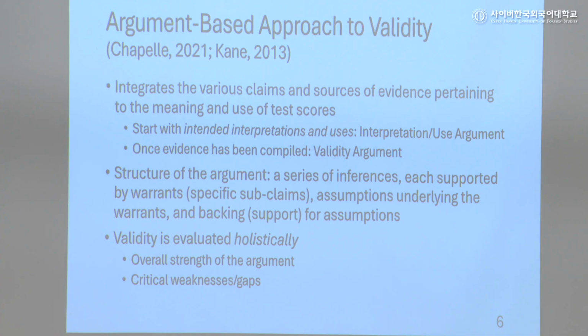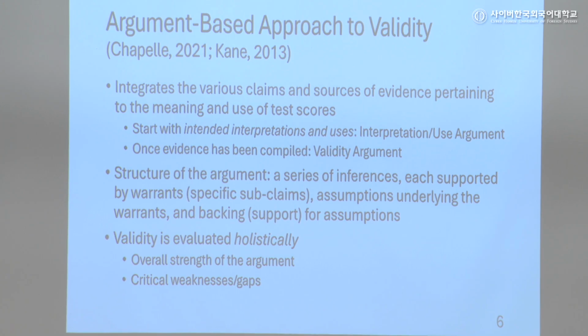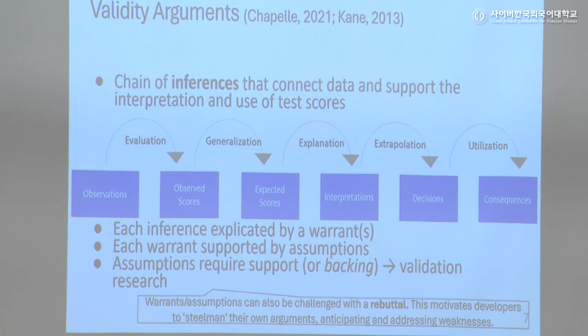Okay, and so these are a series of claims that sort of take us from point to point, starting from what's on the test to how we're using it. And we have to evaluate validity here holistically. We're looking at the overall strength of the argument. So this also means that if there are any critical weaknesses or gaps in terms of evidence for validity, that poses a major problem for the whole argument.